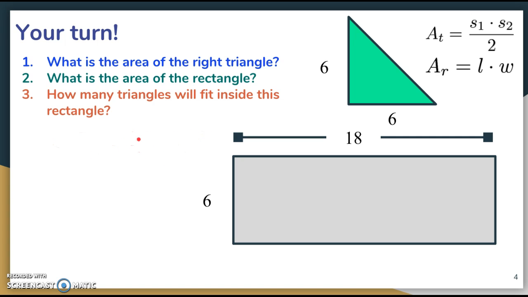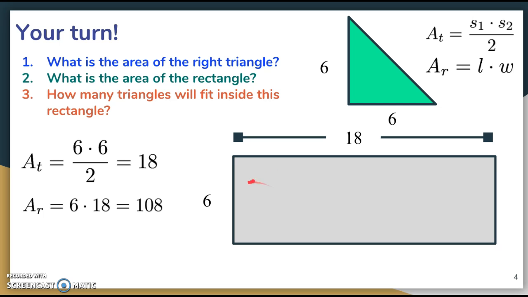Okay, I hope you're back. Let's see what we found out. So we have 6 times 6. To find out the area here, we need to multiply those together and divide by 2. So 6 times 6 is 36 divided by 2 gives us the answer of 18. So the area of this green part here is 18. And then to find the area of the rectangle, we need to go 6 times 18, coincidentally. 6 times 18 is 108.